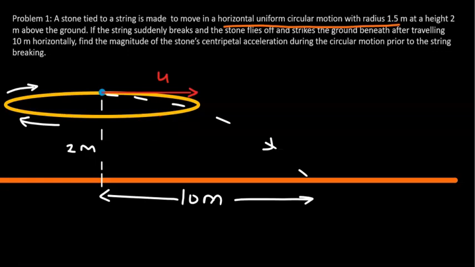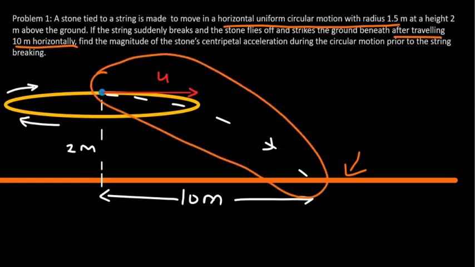And this horizontal circle is at a distance of 2 meters, given there. And this is the ground. If the string suddenly breaks, now remember, this stone is connected to a string that makes it move like that in a uniform circular motion. And at this position, that string breaks. And the stone flies off and strikes the ground beneath. And in doing so, it travels 10 meters horizontally. So that is from here all the way there until it hits the ground.